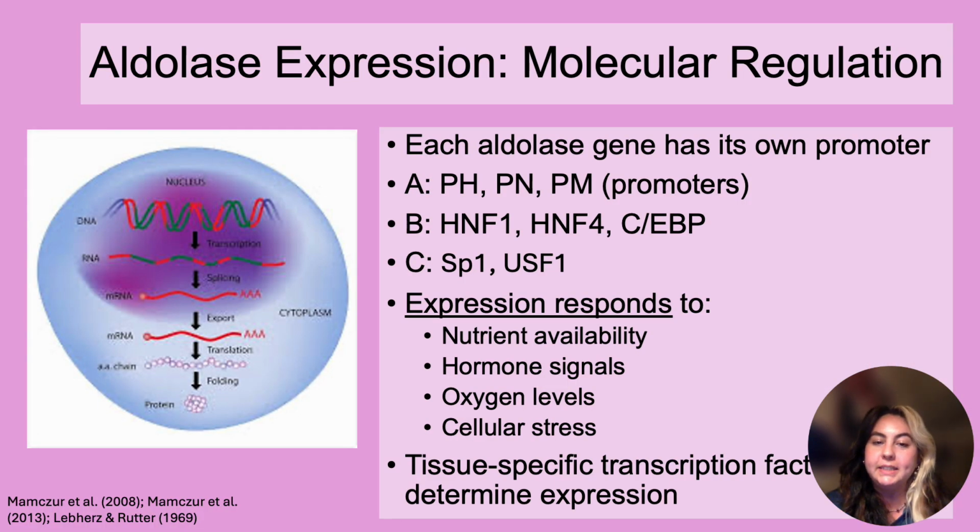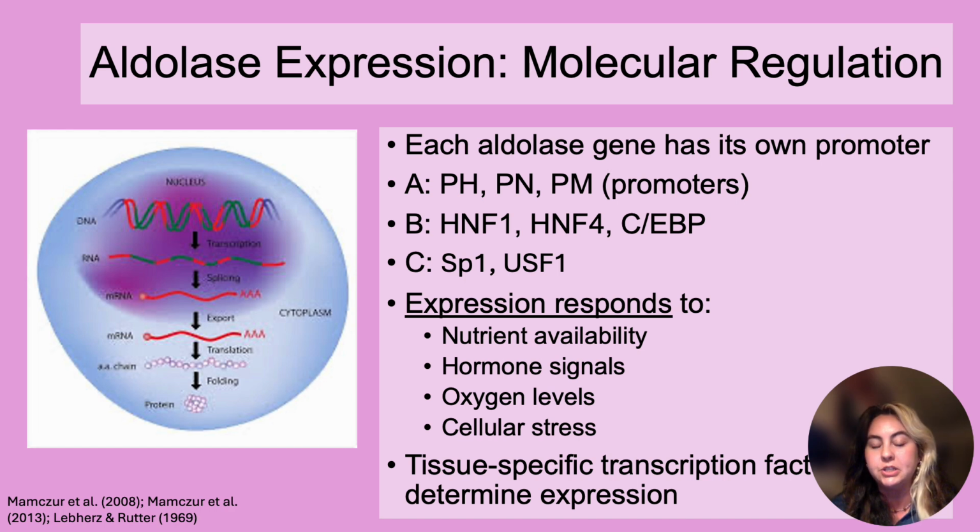So on the topic of their molecular regulation, each aldolase gene has its own promoter. For isoform A, it actually functions under three separate promoters: pH, PN, and PM are going to be its individualized promoters. And as we've detailed, aldolase A is a lot more widely expressed, it moonlights, has a lot of other functions. It basically can be thought of as having a bigger workload than the others.